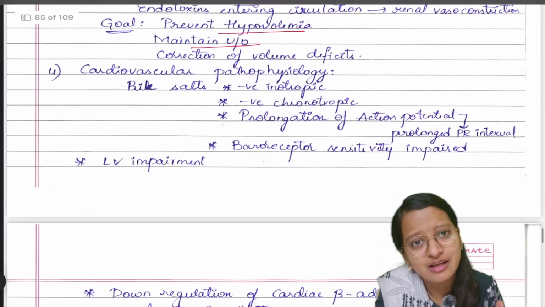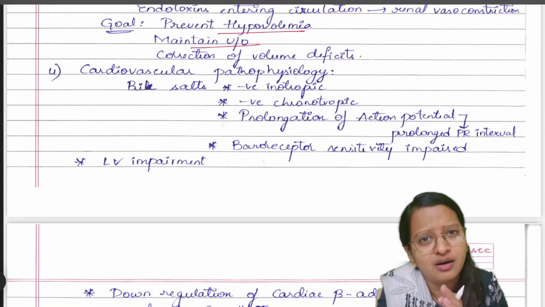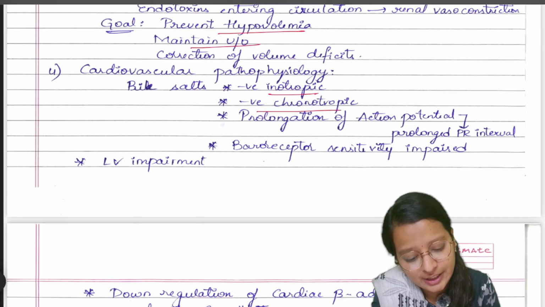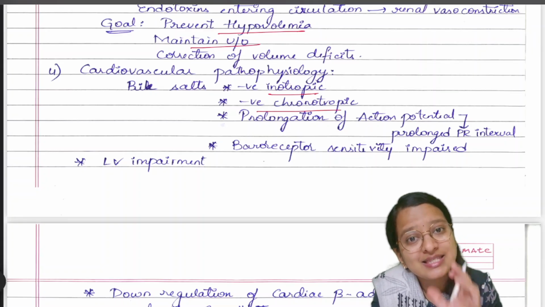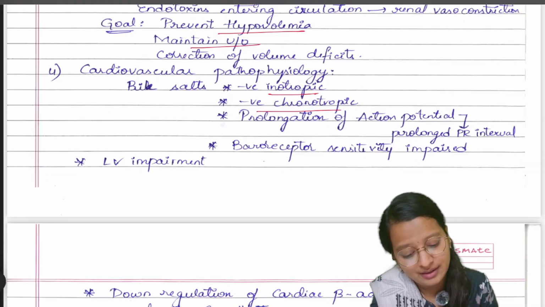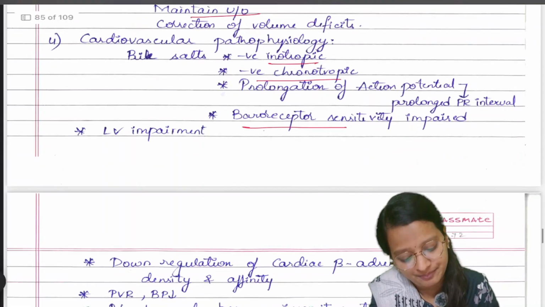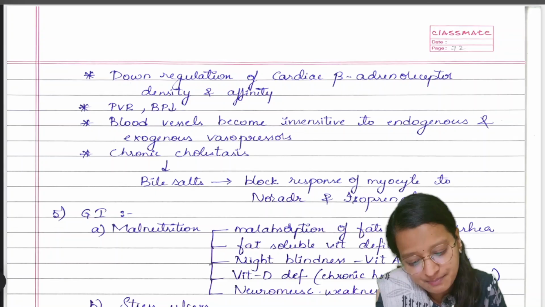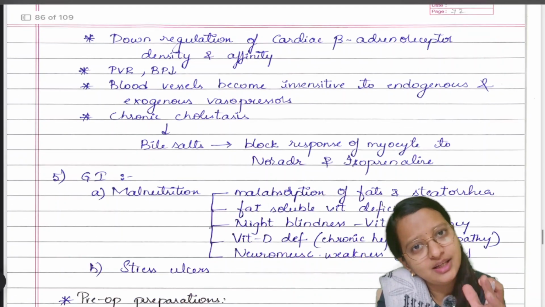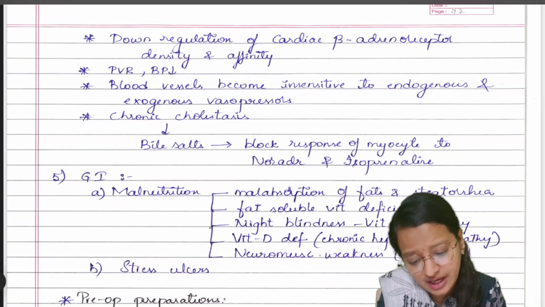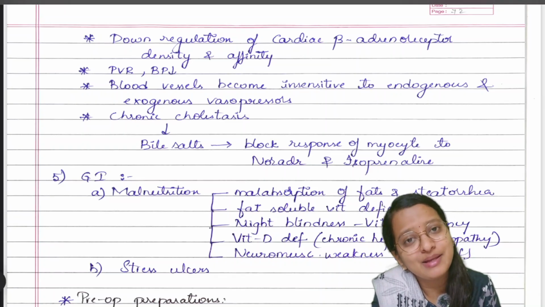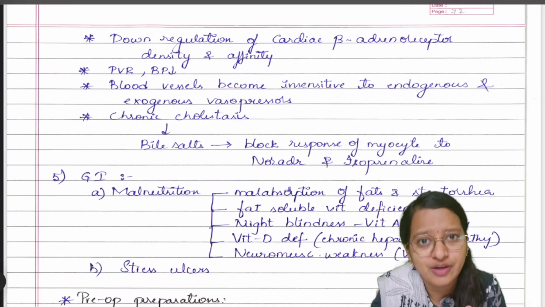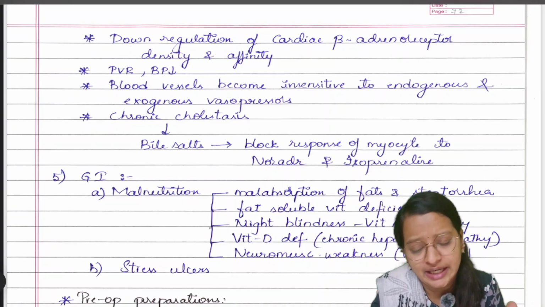CVS, of course, this increased bilirubin has negative effects on the heart, like negative inotropic, negative chronotropic, and the sensitivity is impaired. The baroreceptor sensitivity is impaired. And also there is down regulation of cardiac beta receptors, and finally the BP is decreased, PVR is low, and also they become insensitive to vasoconstrictors, both endogenous and what you give from outside, your noradrenaline and all.